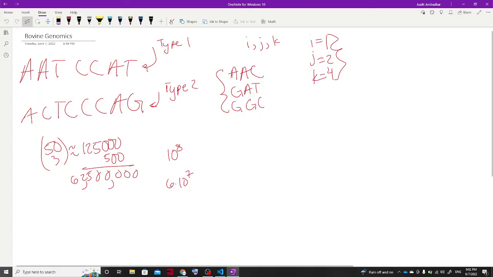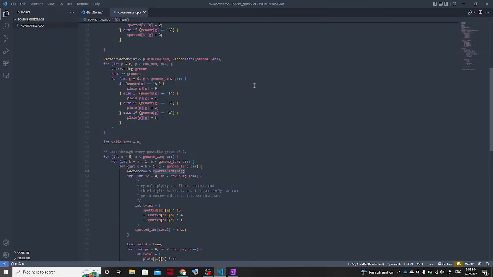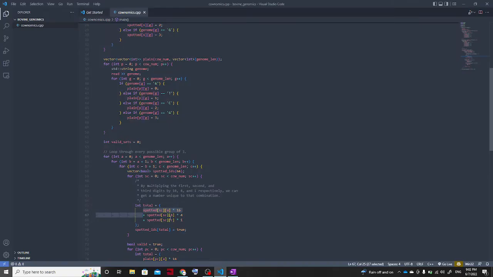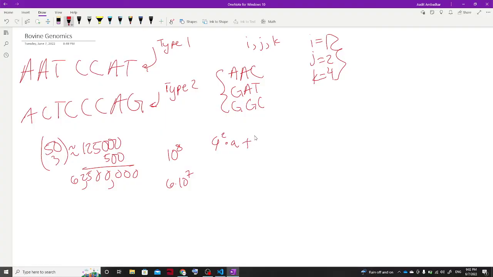So how exactly are they compressing this length 3 string into 64 different numbers? Well, since we've converted every character to either 0, 1, 2, or 3, we can use base 4 compression, which is exactly what they do here. They multiply the first character by 16. So that's essentially 4 squared times a. Then they multiply the second character by 4, so that's plus 4b. And they multiply the final character by 1, so that's plus c.